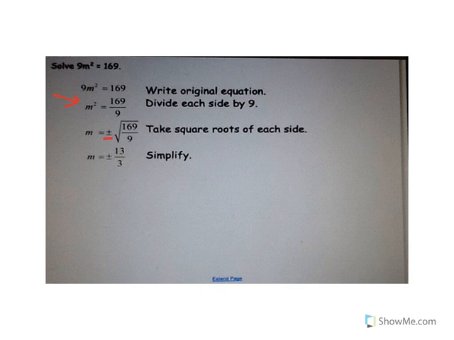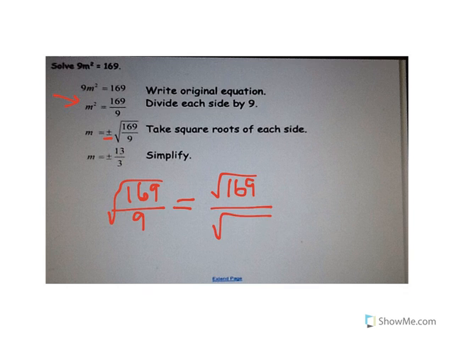Remember that plus minus piece. It still is there. When you take the square root of 169 and the square root of 9, that's going to be equal to 13 over 3. And we can't forget that plus minus piece. So that's going to be our final solution there. That's how we get that. Let's try a couple here.